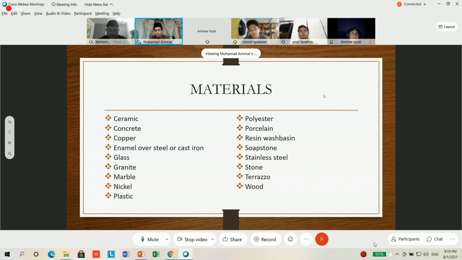So for the materials of sinks, there are many materials, which are ceramic, concrete, copper, enamel over steel or cast iron, glass, granite, marble, nickel, plastic, polyester, porcelain, resin, soapstone, stainless steel, stone, terrazzo, and the last one is wood.